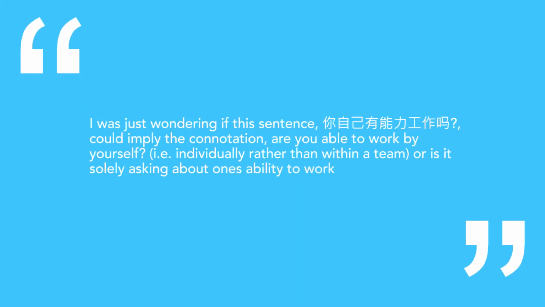Next, we have Alexander Greenwood on 能力 in context. I was just wondering if this sentence, 你自己有能力工作吗? could imply the connotation, are you able to work by yourself, i.e. individually, rather than within a team? Or is it solely asking about one's ability to work? 你自己有能力工作吗? Right? So this sentence is, if you change the word order, it would mean what Alexander is saying.